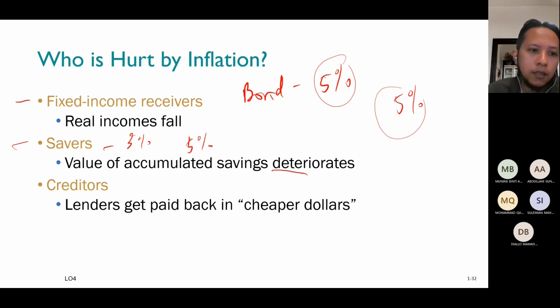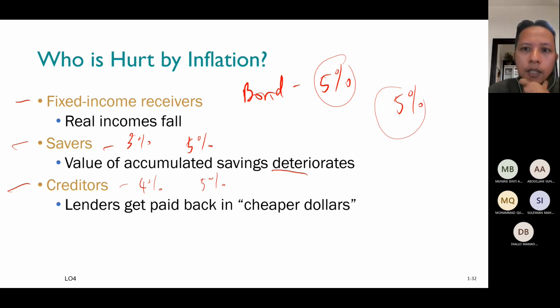And thirdly, creditors, people who lend money. If you lend money and say, I will charge you 4% interest, however inflation is 5%, you will also get hurt by inflation because the returns you get are lower than inflation.